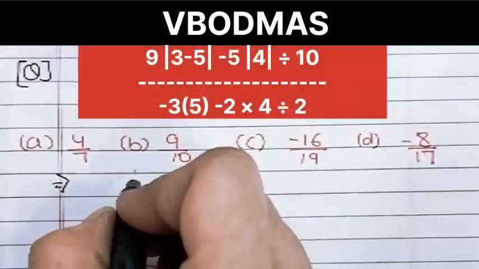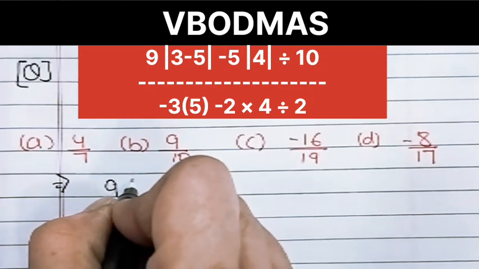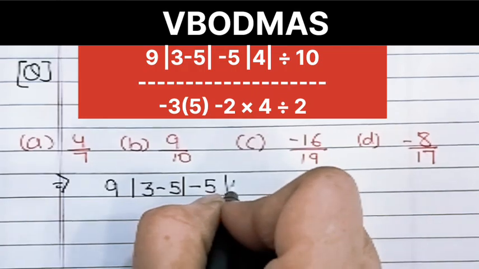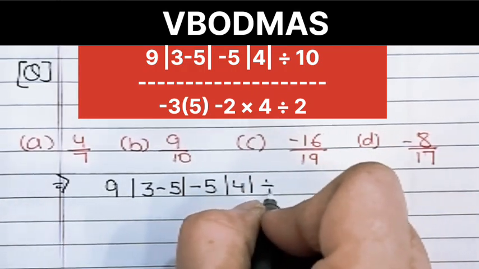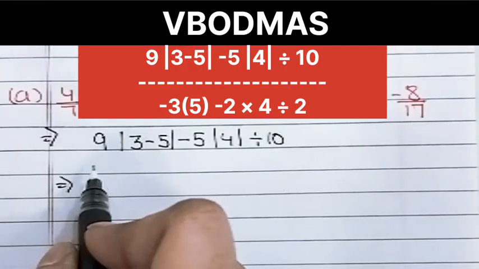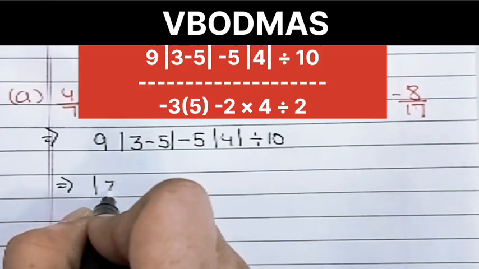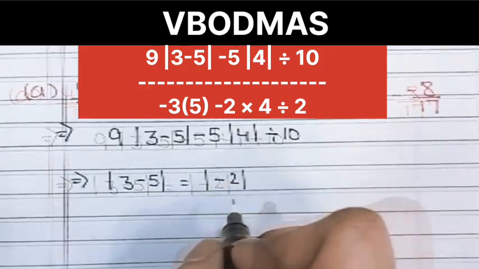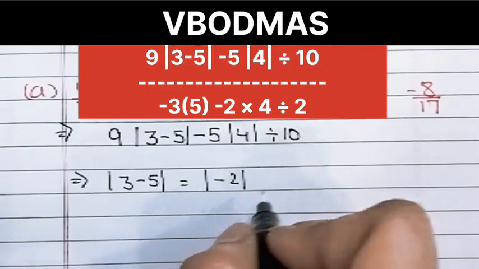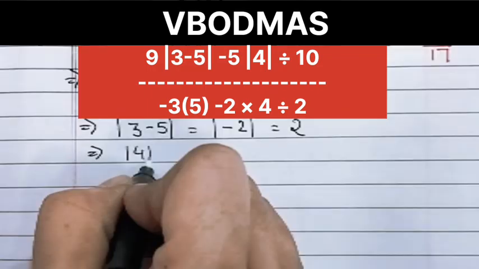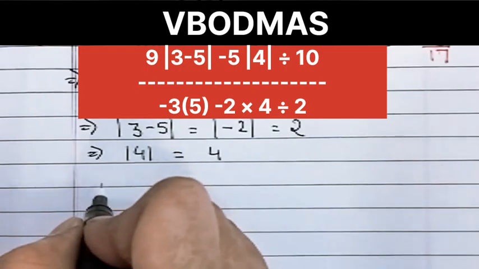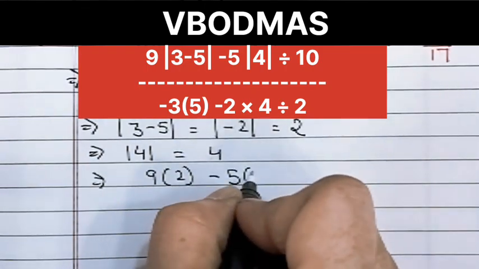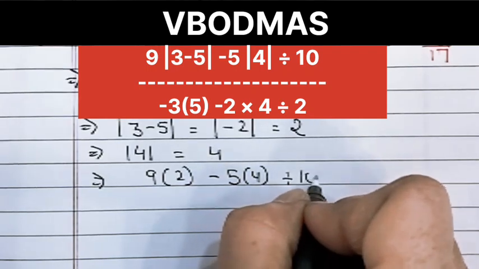So step 1, the numerator says 9 times the absolute value of 3 minus 5, minus 5 times 4 divided by 10. So absolute value, vinculum, brackets first. There, 3 minus 5 equals minus 2. Absolute value always gives you the answer in positive manner, so it equals 2. Now the expression becomes 9 times 2 minus 5 times 4 divided by 10.